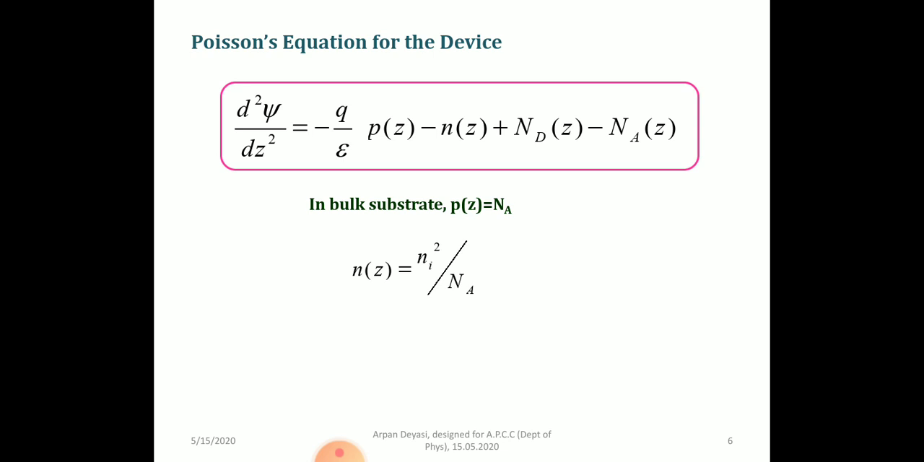Now consider the bulk. In the bulk, you know that p(z) is nothing but the bulk substrate, so it will be the dopant concentration, the acceptor concentration. It's very simple. If you incorporate the mass action law, then you will get the value of n(z), and that will be ni squared by Na. It's very simple to calculate. So n(z) equals ni squared by Na.